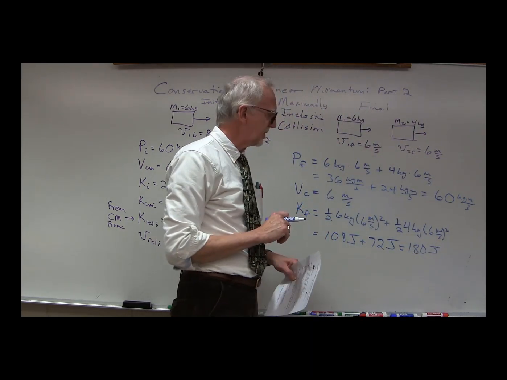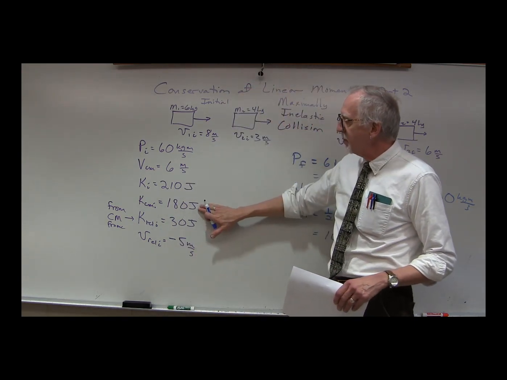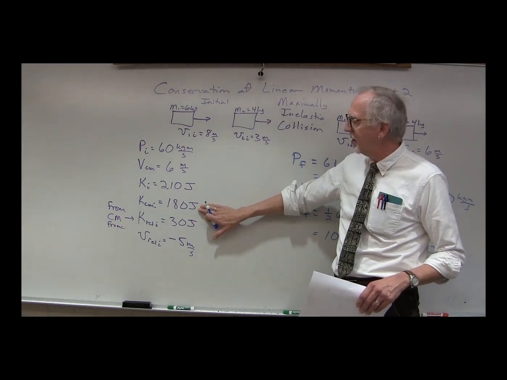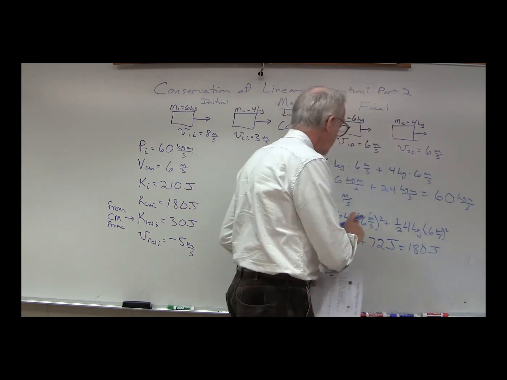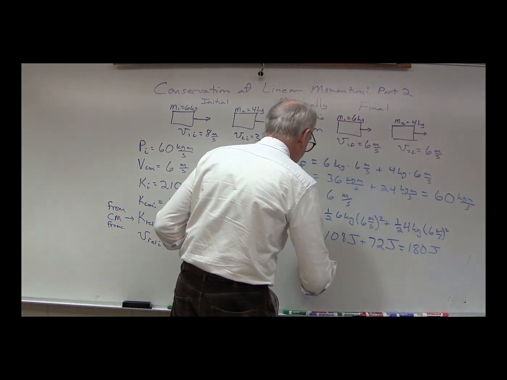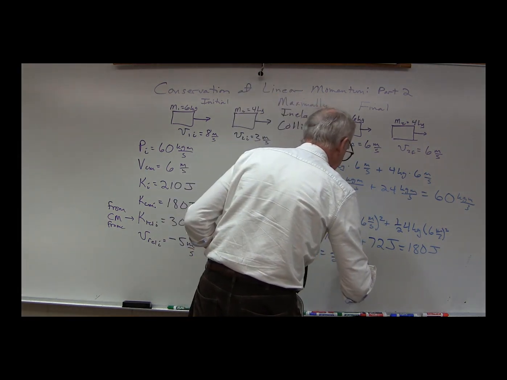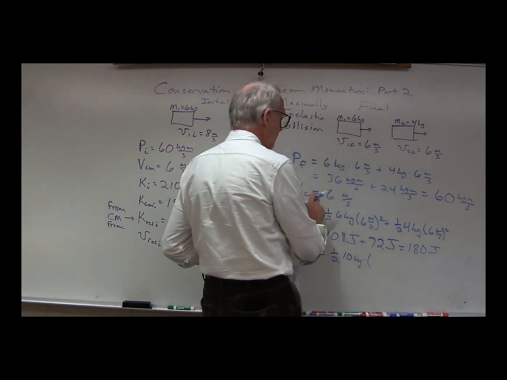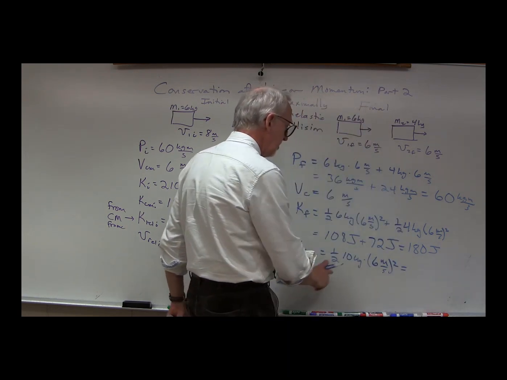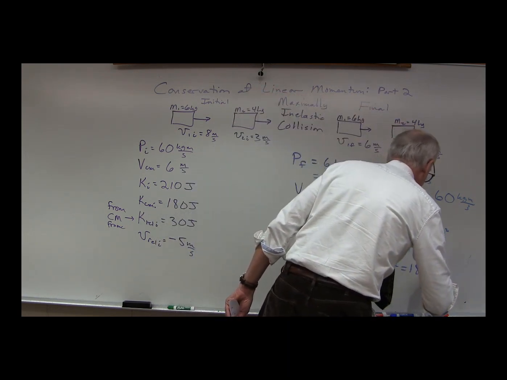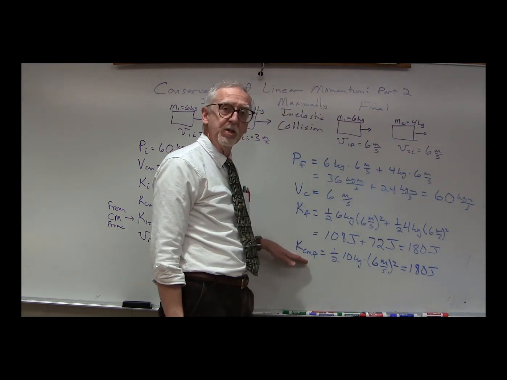That is an interesting result. What do we notice? That total final kinetic energy is the same as the initial center of mass kinetic energy. Okay, let's take a look at that. What is our kinetic energy for the center of mass? 1/2 times the total mass, 10 kilograms, times the velocity of the center of mass, 6 meters per second, squared. Multiply that out. What do we get? We get 180 joules. All of the kinetic energy is in the motion of the center of mass.